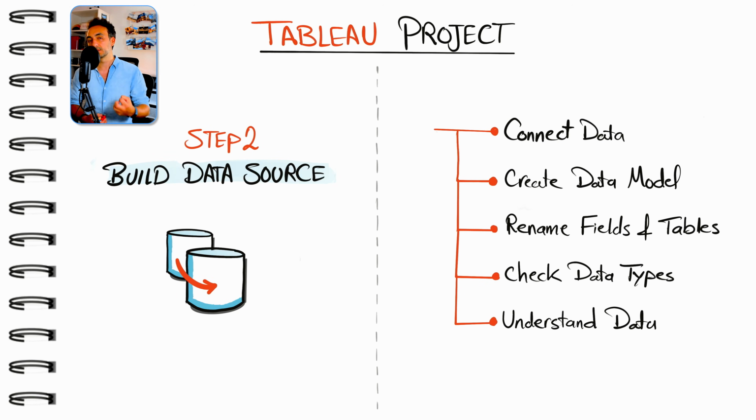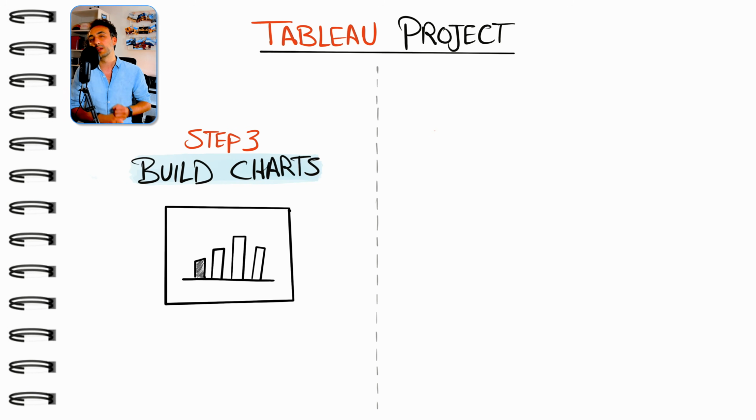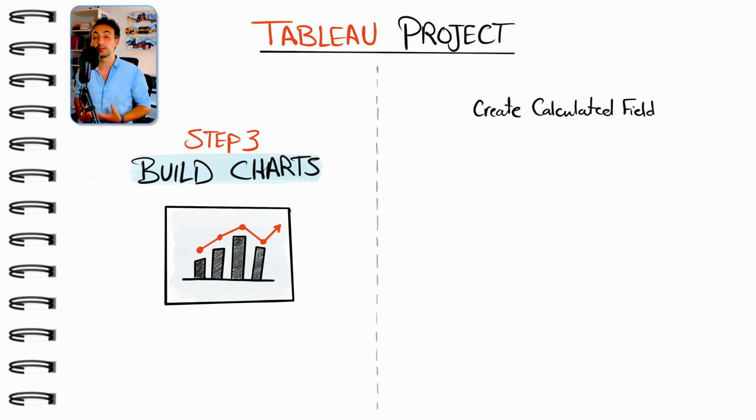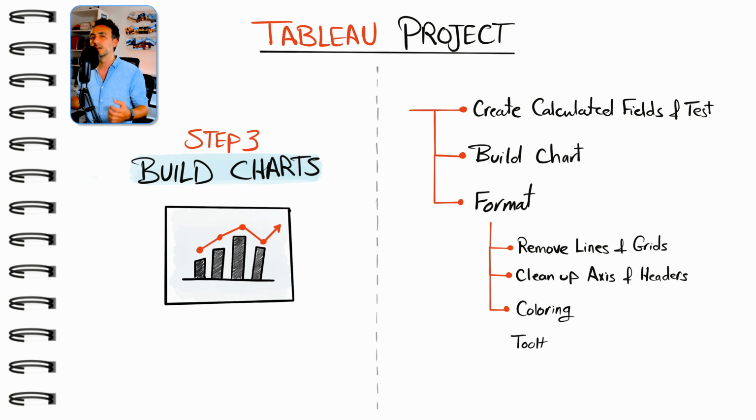Then once we have a solid data source, we can start building our charts. And here we have different steps. First, we have to check whether we have all the data inside the data source, or we have to create new calculated fields. And then once we create those calculated fields, we have to test them first before we start building any charts. And then after that, once we have all the data that we need, we can start building the charts. And then once we have the basic charts, we start formatting them by adding colors, removing grids, editing the axes and the headers.